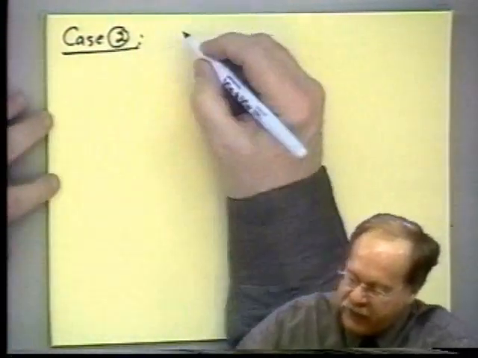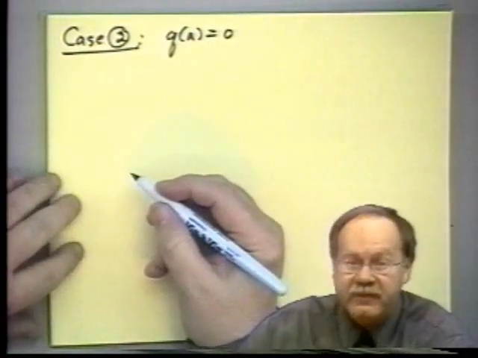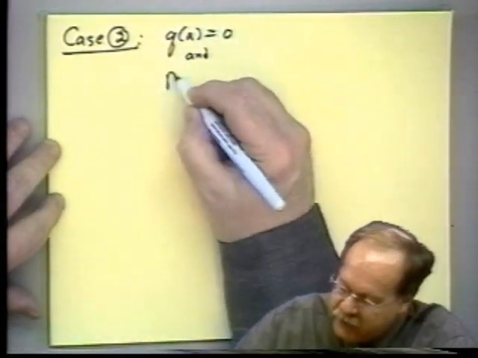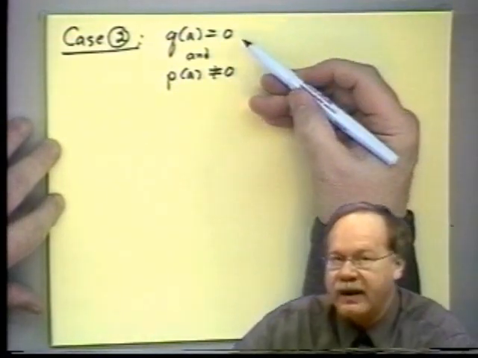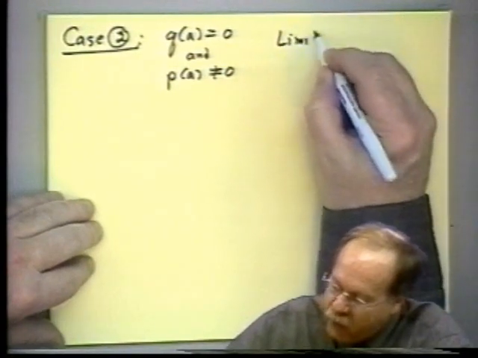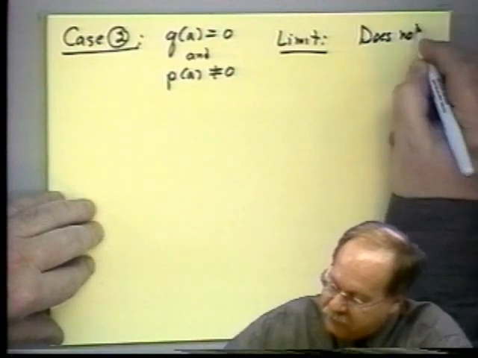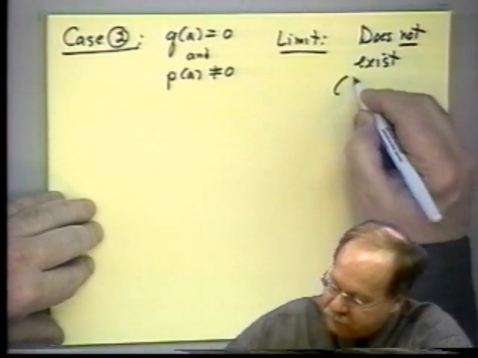Case 2. Suppose that q of a is equal to 0. So now we have division by 0 as a problem. And let's take also the condition that p of a is not 0. So only the denominator, only the bottom, is 0. In this case, what happens to the limit? Well, the limit does not exist. You have division by 0 after all.